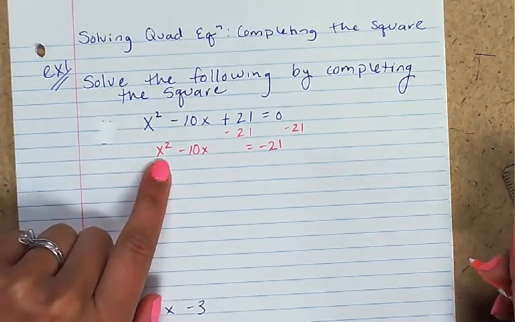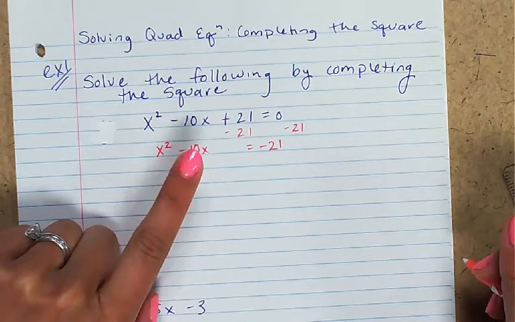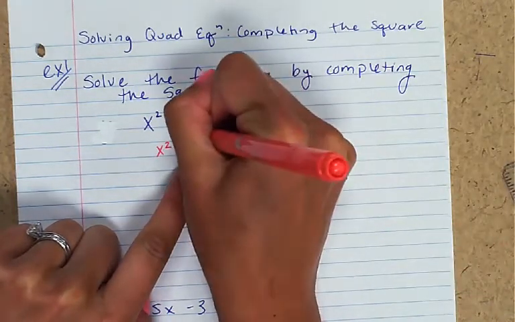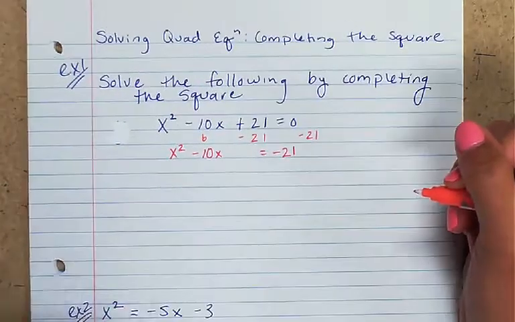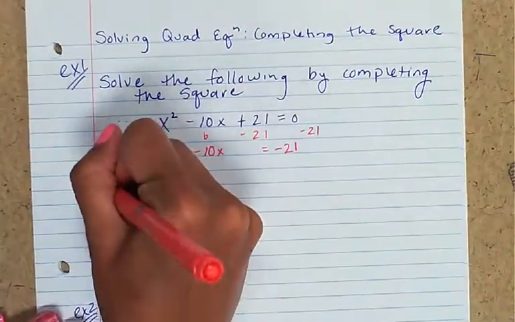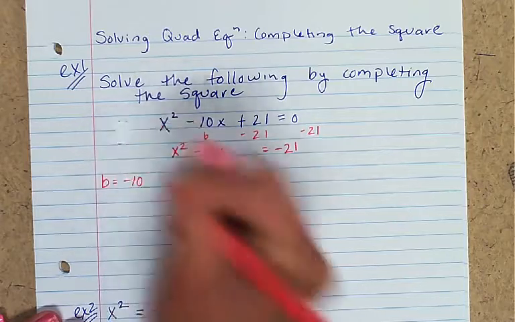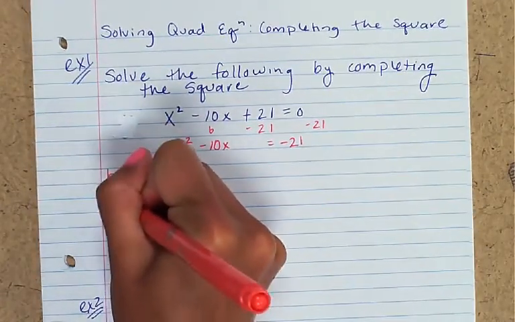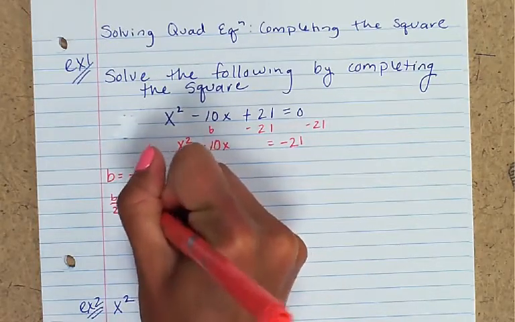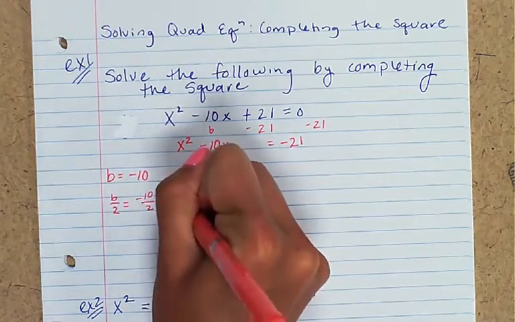So remember, a is the number that's in front of your x squared, b is the number that's in front of your plain x, and then c would be our constant, but we moved that over. So for this one, b is negative 10. So that's the first thing we do. Then we take b and we divide it by 2. So negative 10 divided by 2 is negative 5.